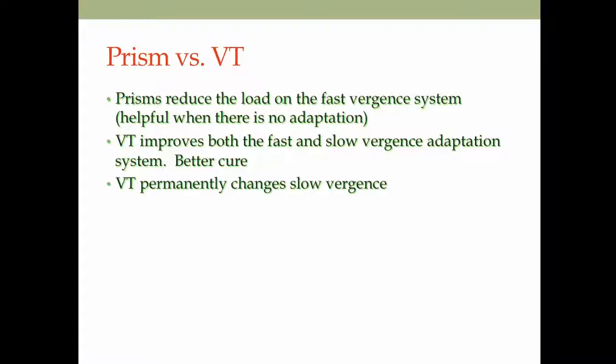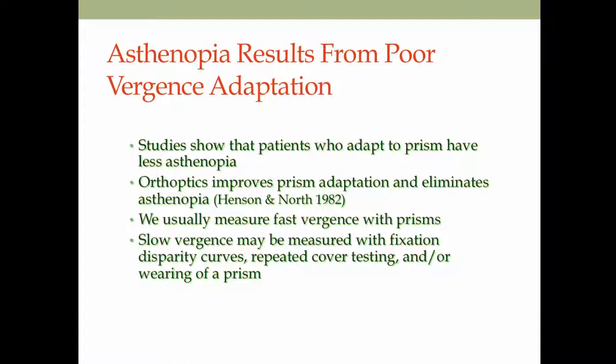And vision therapy is not building up muscle numbers, like building up strength when you go to the gym. It has a permanent change in that it alters the reflexive nature of slow vergence. As we mentioned previously, patients who have poor vergence tend to have asthenopia. And this was shown in a very good study by Henson and North. When vision therapy was done, they showed that it improved prism adaptation and eliminated asthenopia. And we measure fast vergence with prisms.